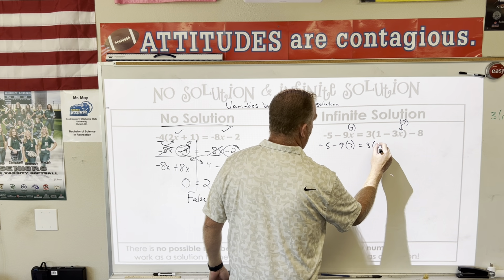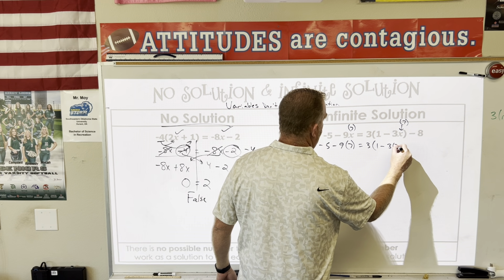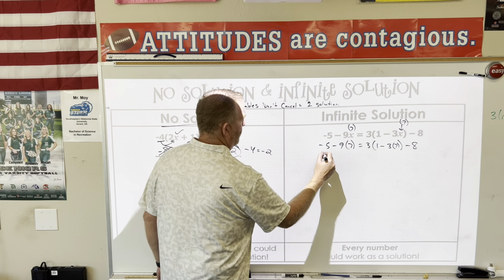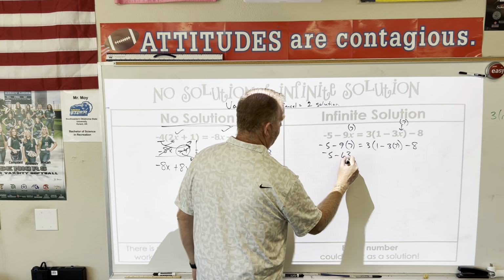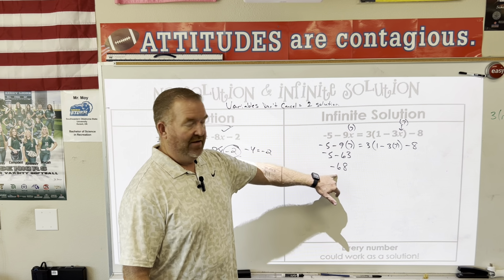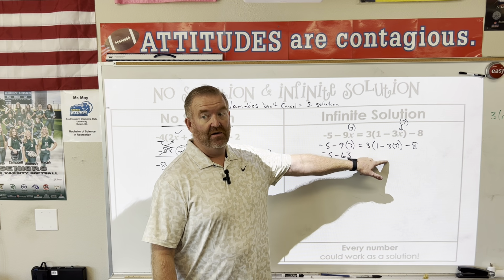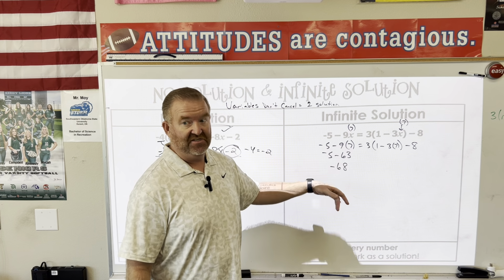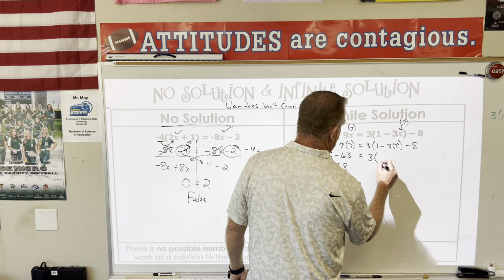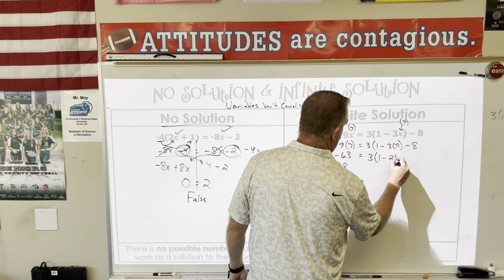Equals 3 times 1 minus 3 times 7 minus 8. Okay, so I'm just going to do the math. -5 minus 63, that's -68. So if I do this correctly, the other side should come out to be what number? -68. They should match. 3, okay, so this is in the parentheses, 1 minus 21.